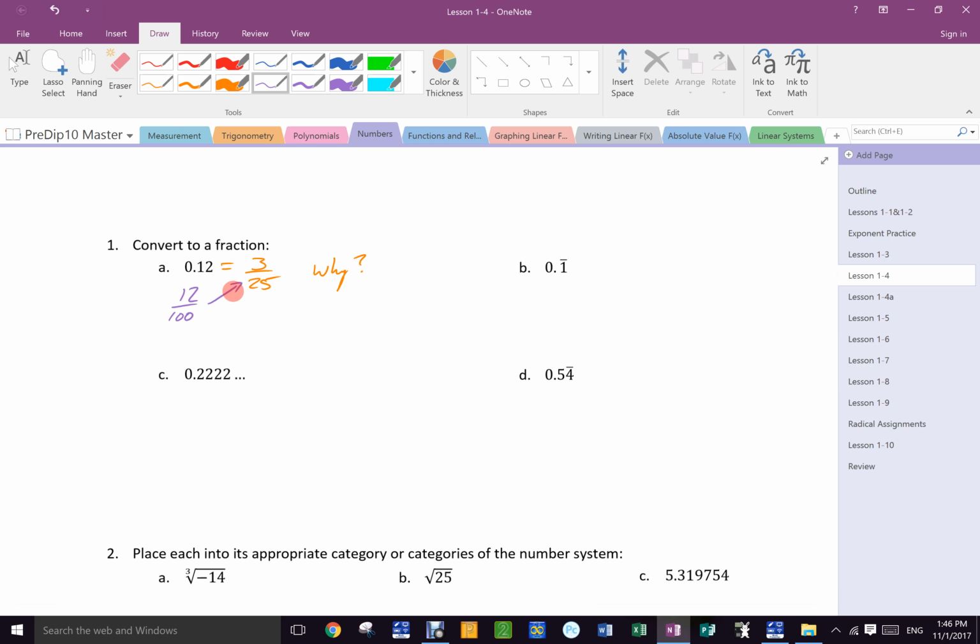Okay. B, rational or irrational? Rational. Why? Because it repeats. Excellent. Now, make it a fraction. Everybody says 1 over 9 right away. Why? Yeah, but why? Because 1 divided by 9 is... Talk to your neighbor. Why? It's in the 10 spot, and 9 is 1 less than 10.